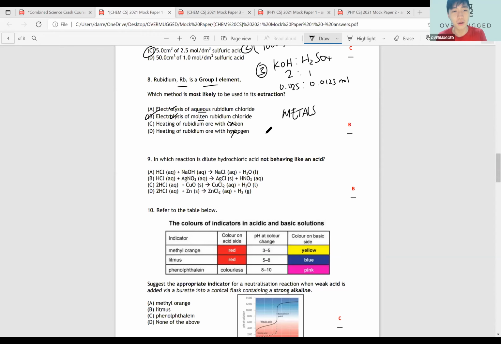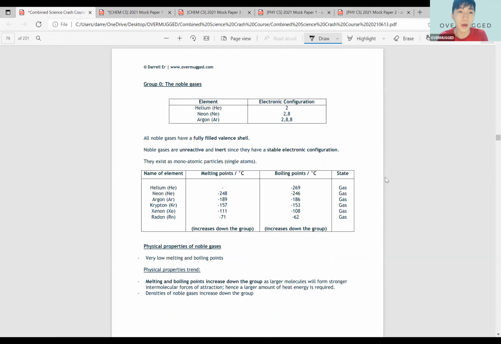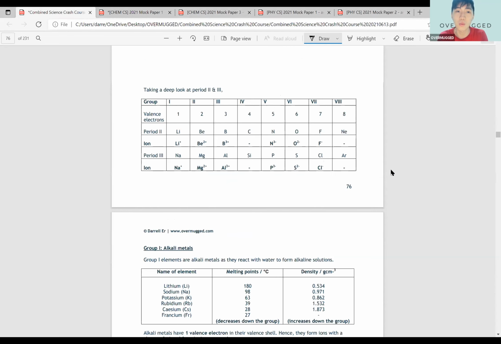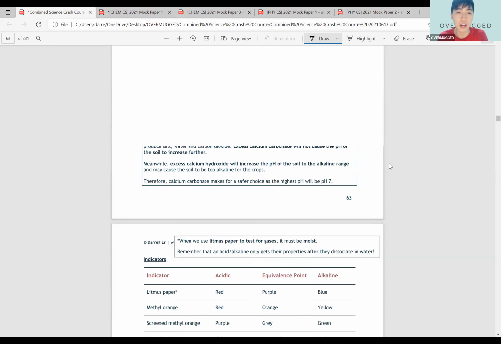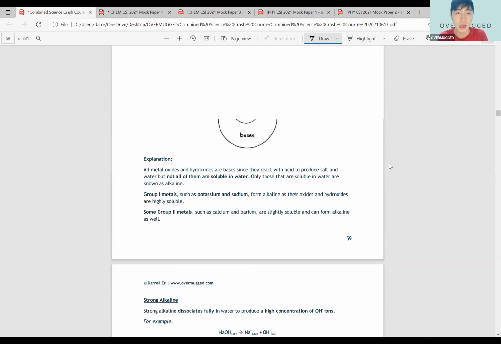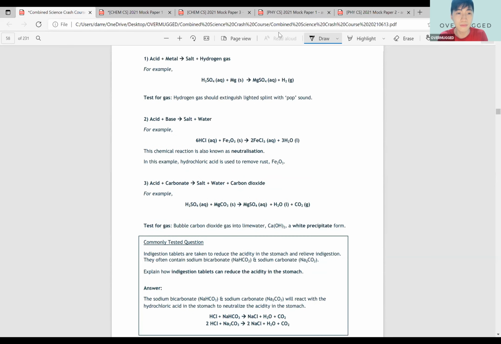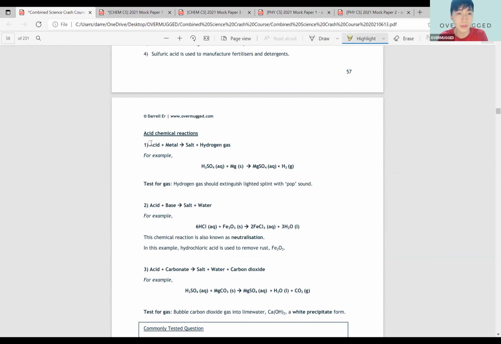All right. Now, question 9, which of the options is not behaving like an acid? For this, we need to recap what are the 3 acid reactions that we're supposed to know. Under acid reactions, I need you to know that there are 3 chemical reactions: acid plus metal, acid plus base, which is neutralization, and lastly, acid plus carbonate. These are the 3 main chemical reactions that you're required to know that acid can undergo.